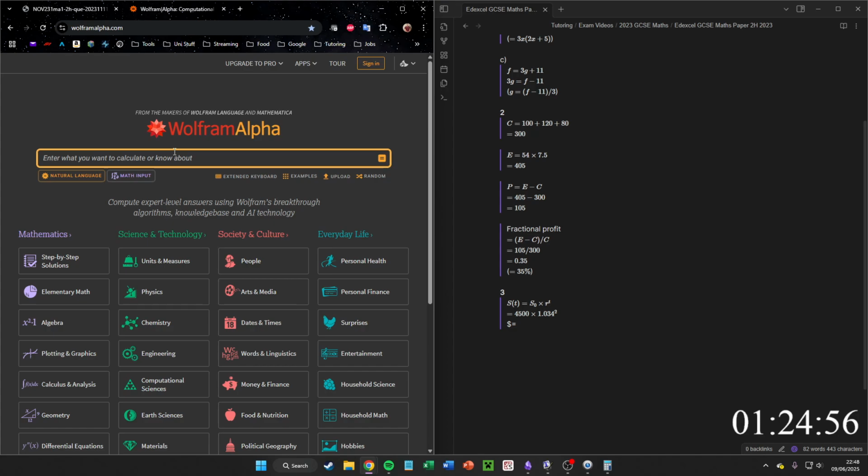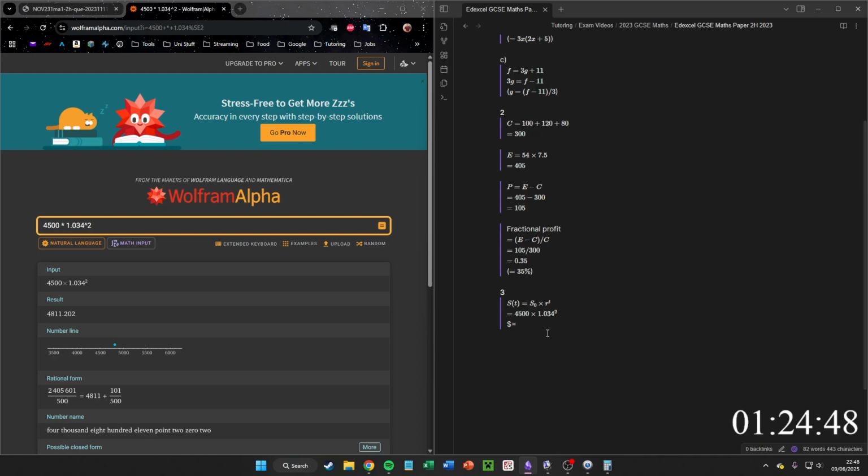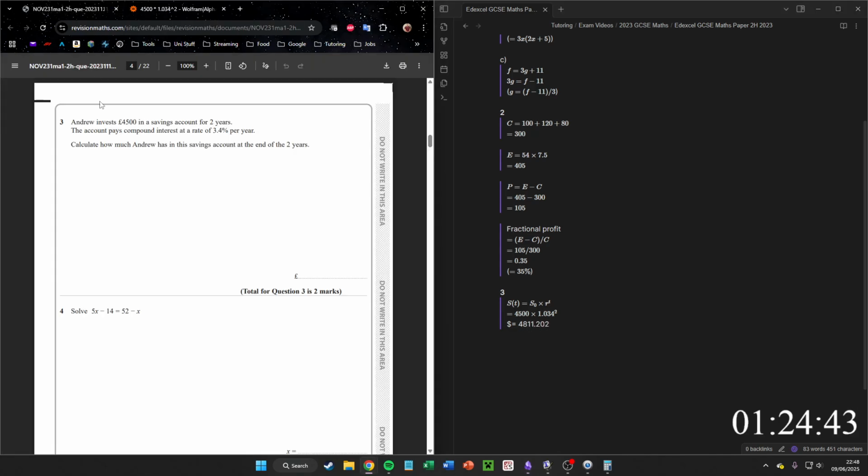This is where I think Wolfram Alpha is probably best, and this is something I could absolutely be doing on a scientific calculator that I would have for a GCSE exam. So I think that's perfectly consistent with what I'm doing here. It's money, so we're going to have it to the nearest penny. So £4,811 and 20 pence, and I'll put that again in brackets. Okay.